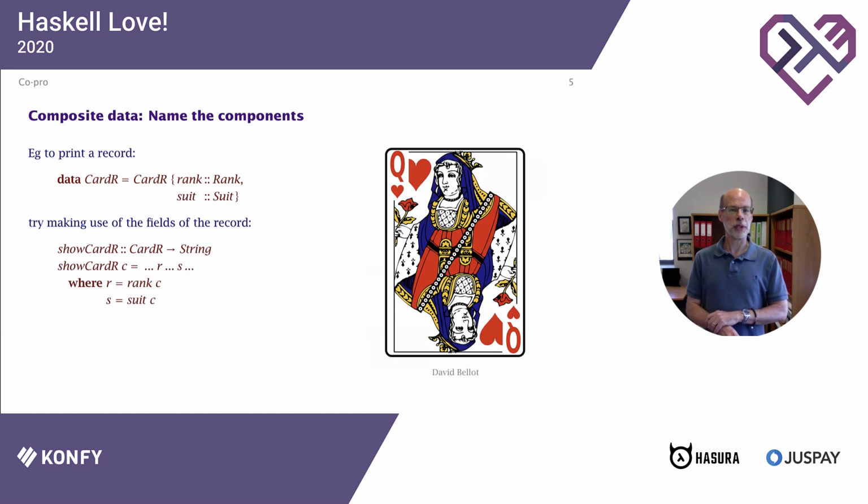Here's some composite data, an ordinary, regular playing card, which has a rank and a suit. The rank could be queen and the suit could be hearts. If you want to do something with one of these cards, like turn it into a string, then name the components. R is the rank of the card, S is the suit of the card, and the solution is probably something to do with R and S. So you can start by writing that skeleton, and then you have to think about what the dot dot dot should be. Which particular string do you want that might involve R and S? So that's all very straightforward.